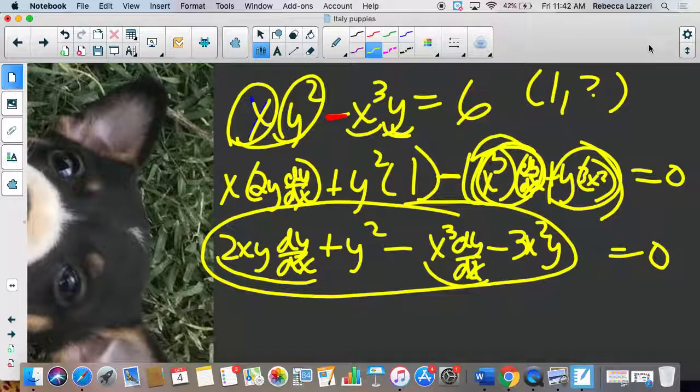Bye, girls. Oh, worksheets are right there. Here's the worksheets. I'll also post it, because somebody may not have picked one up.